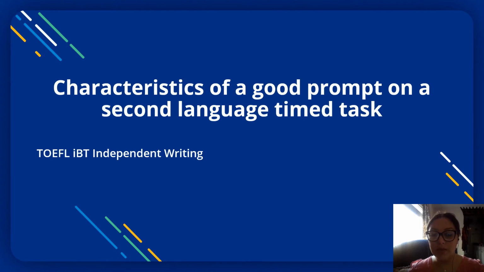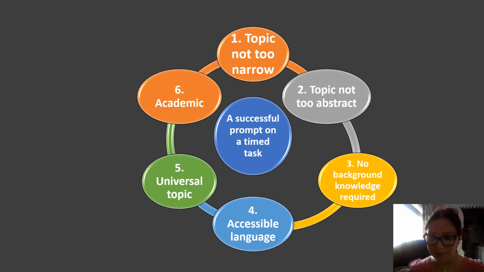And the reason I'm sharing this with you today is I'm hoping that you could tailor these criteria or characteristics to your own environments. Okay, here they are. So a successful prompt on a timed task should have a topic that's not too narrow, and the topic should not be too abstract. The topic also should not require any background knowledge or information. The language used in the prompt should be accessible.